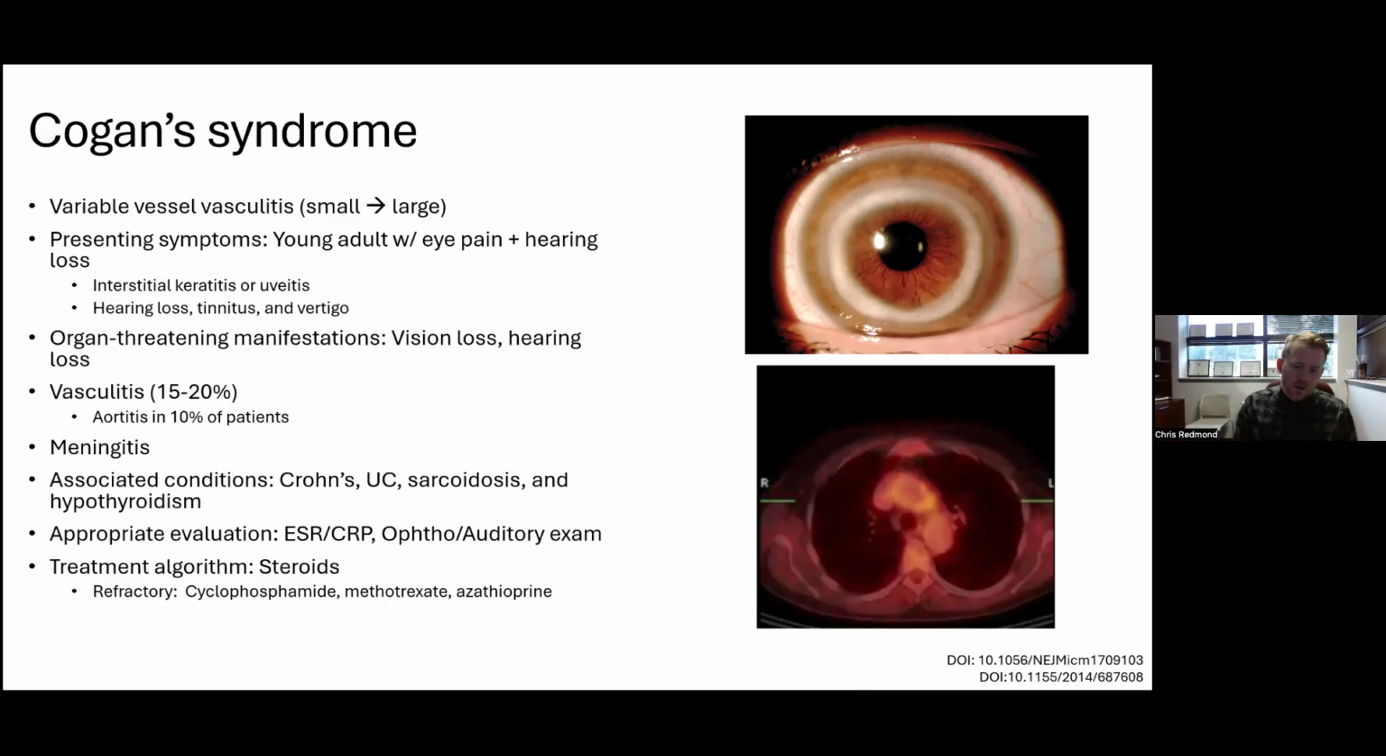Again, inflammatory markers are the only thing that really would be indicative of this, and that's relatively non-specific. So if the patient has the symptoms, they need the ophtho and audiology evaluations to confirm. Treatment would be steroids. A lot of times it improves, but for refractory severe disease, especially if you have aortitis, you would be adding additional medications to that as well.